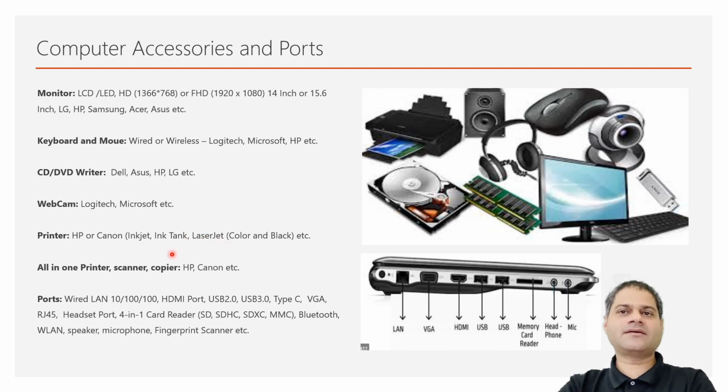All-in-one printer, scanner, copier, mainly from HP and Canon, are a good option when you want everything in one and good for home use. Now let's talk about various ports. For wired LAN connectivity, you need an RJ45 port in your laptop. It comes with speeds like 10 Mbps, 100 Mbps or 1 Gbps and so on. These days, most people are connecting to LAN through wireless, and it's called WLAN.